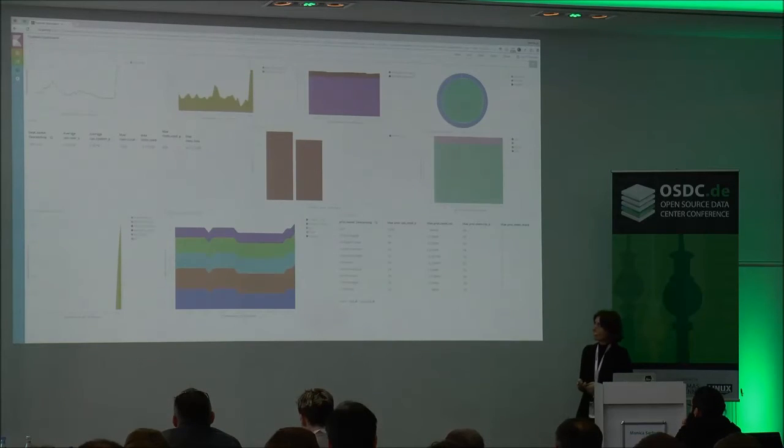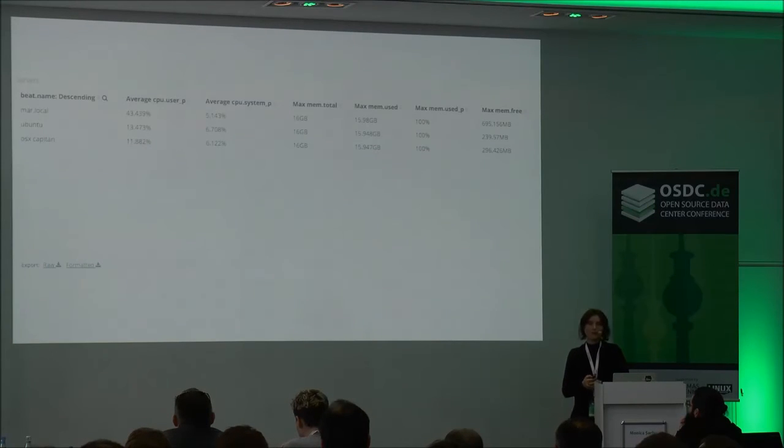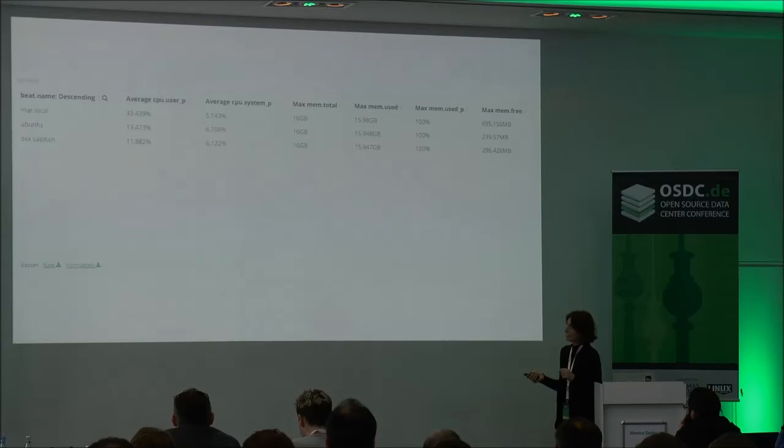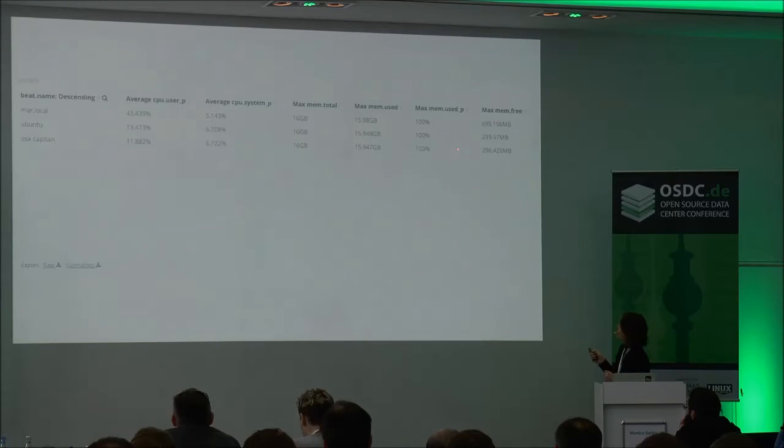Here is an example of a dashboard that shows you the data that is collected from Topbeat. For example, if you configure different Topbeats to send the data to the same Elasticsearch, then you'll be able to see in one place statistics from different servers. So here, for example, I have 3 servers, and I can see also a few details about each of them.